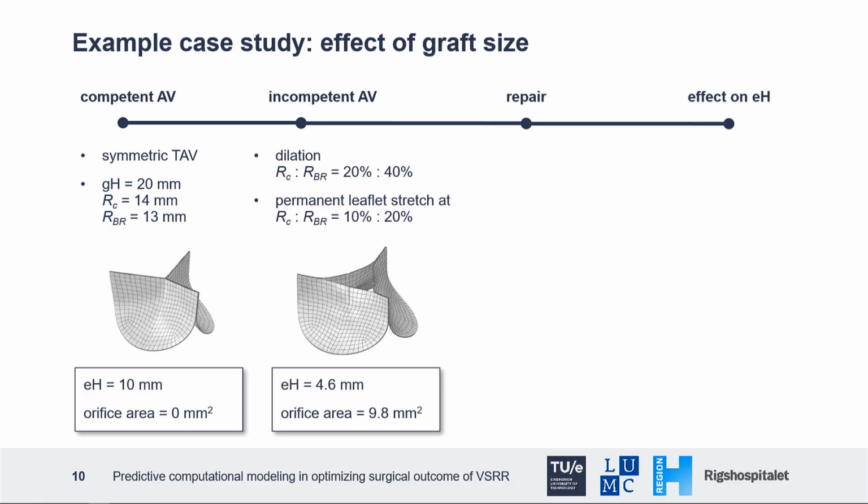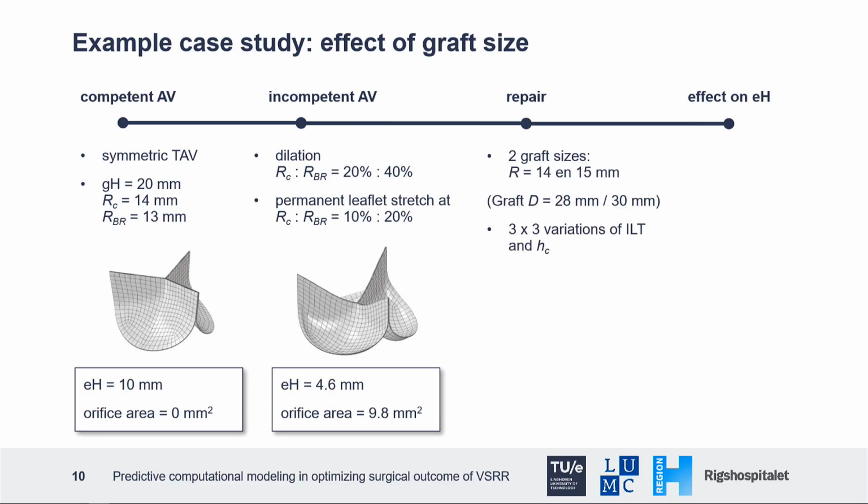And now we start making it incompetent. So we use the 1-to-2 ratio difference between the commissural radius and the basal ring radius, and then we stretch the leaflets. And while we stretch the leaflets, after 10-20%, we nullify the strain so it can account for the stretch of tissue. We then look at the two repair sizes. As an example, a radius of 14 and 15 would, for instance, lead to a Valsalva graft of 28 or 30. And then we vary the interleaflet triangles and the passive commissural height effect.